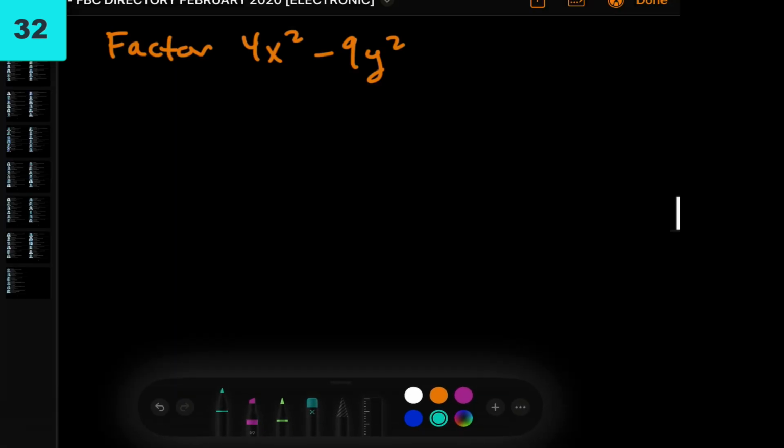Hey guys, let's go ahead and factor this one. Now this one looks unique because it has 2 variables. But I noticed this has 2 terms, and you have a minus sign, so this is called the difference of squares.